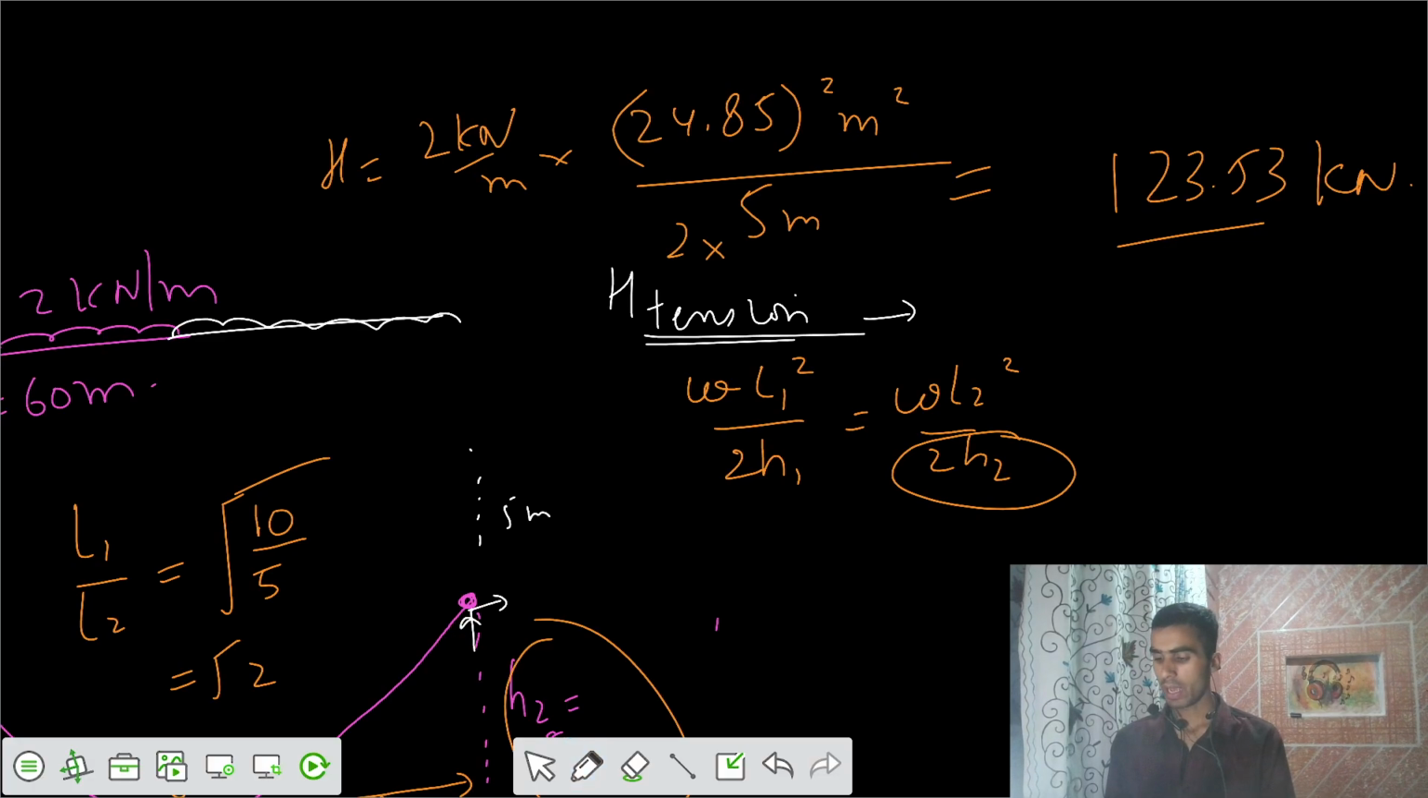That's a cable subject to concentrated loads. Let's say because of the loads, the profile developed was in this fashion.